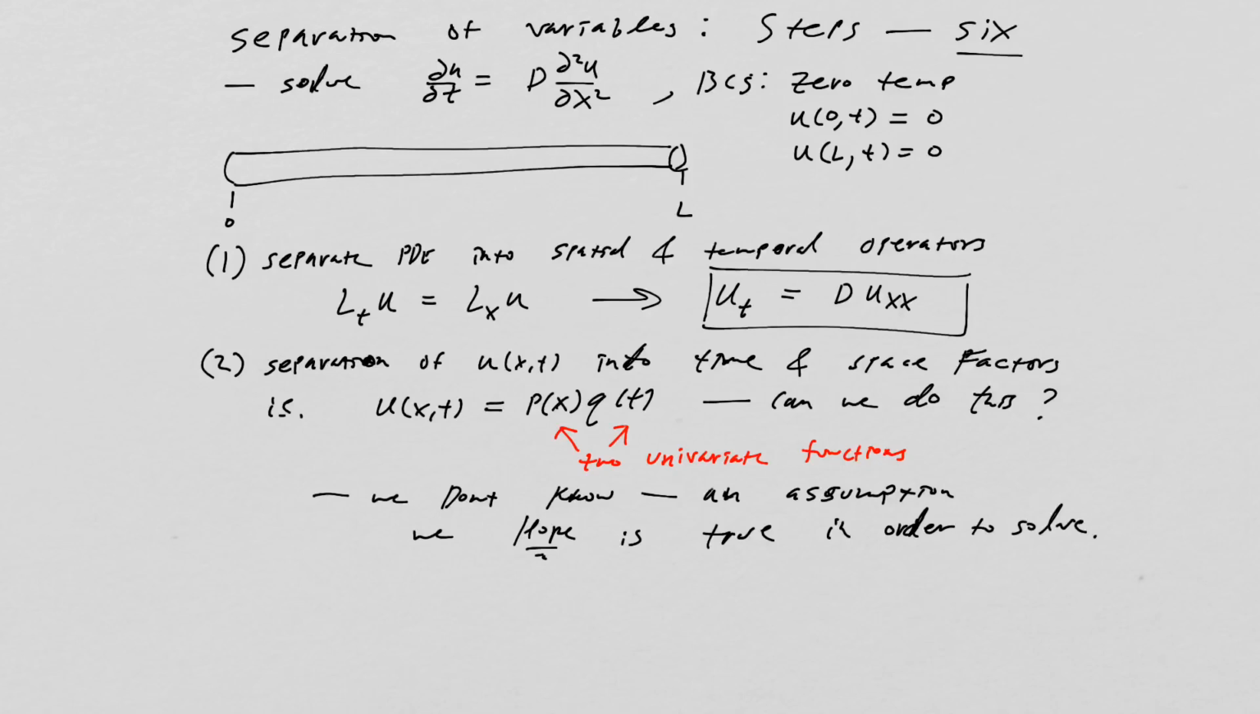So it turns out, as we'll see, as long as your PDE is separable, which means that we can separate the spatial and time derivatives, and that we also have homogeneity. It should also be noted that we require the boundary conditions to be homogeneous.